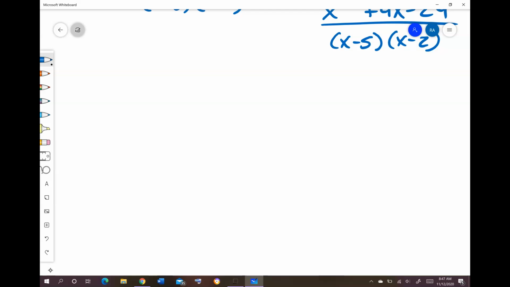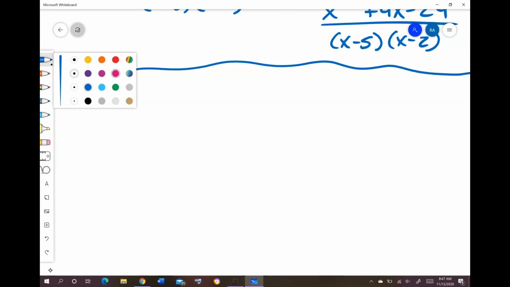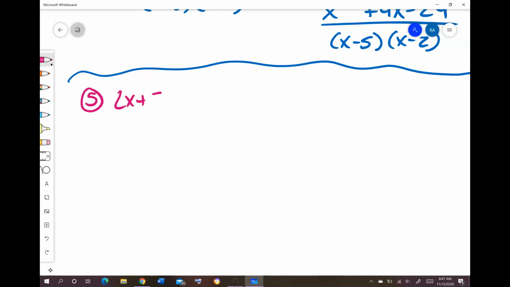Subtracting. The only new step in subtracting is we're going to have to do the keep, change, change. So let's just do one. All right, here we go. So number 5 is going to be 2x plus 7 over x minus 5 minus 5 over x squared minus 10x plus 25.